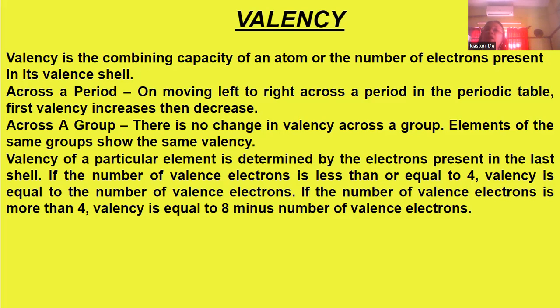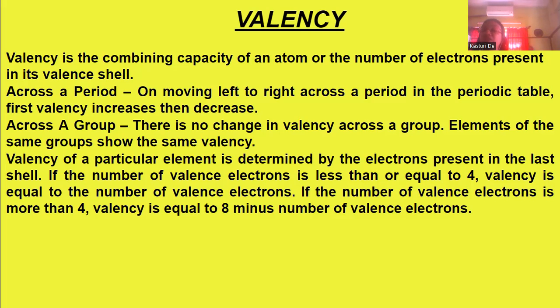From left to right, we see that the valency first increases and then it decreases. This happens across a period, that is when we are moving in the same row from left to right. Clear? Now, what happens across the group? There is no change in the valency across a group. That is, from top to bottom, the valency remains the same.